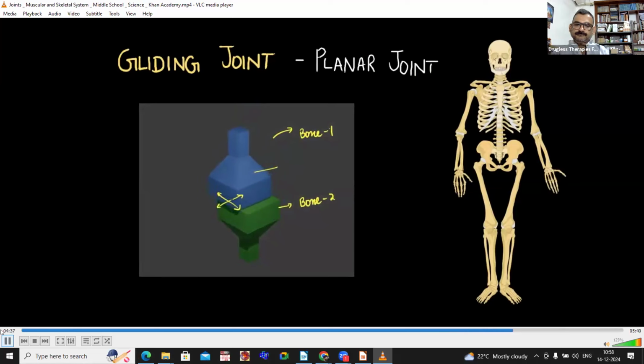But wait a minute, how is it different from the ball and socket joint? Notice that these surfaces are planar. So there's no rotation involved. There's only gliding involved, and that's why it's called a gliding joint.